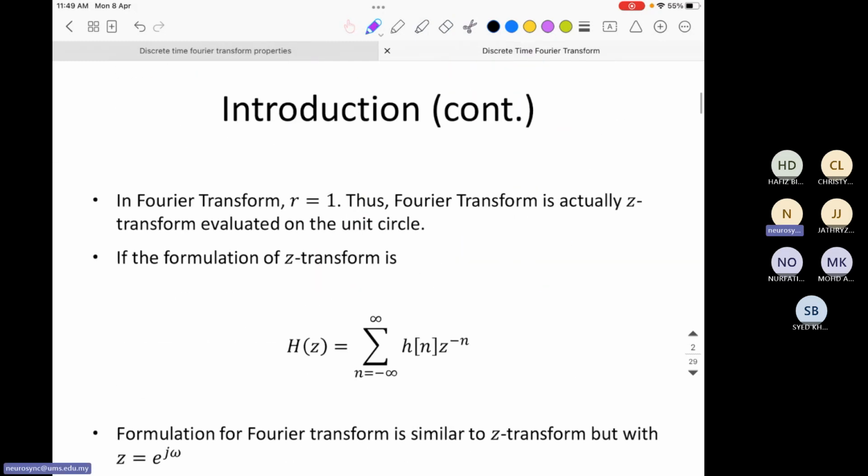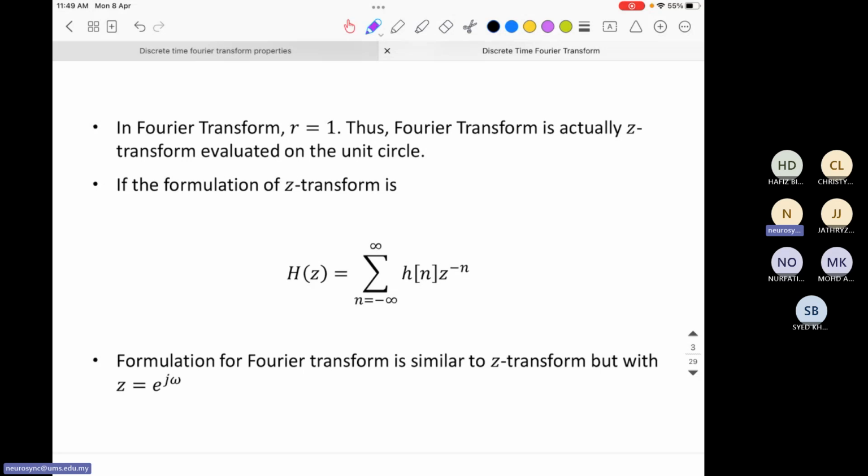Now, in the Fourier transform, we consider r equal to 1. So we consider the unit magnitude area of the Z plane. Thus, the Fourier transform is actually the Z transform evaluated on the unit circle. So Fourier transform is nothing but the Z transform, evaluated only on the unit circle.